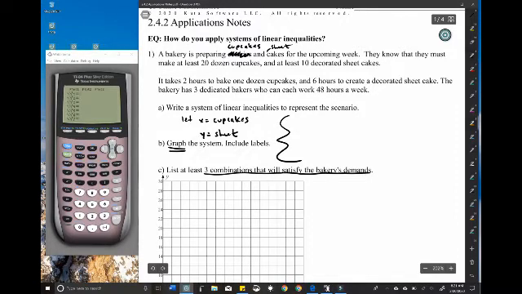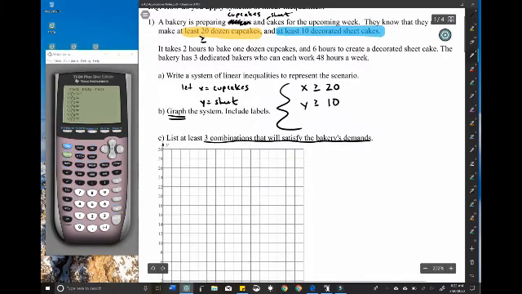So we have a few different equations that we're going to need. Let's look first at what we have. They must make at least 20 dozen cupcakes, so x is greater than or equal to 20. Next up, at least 10 decorated sheet cakes. That can be represented as y greater than or equal to 10.